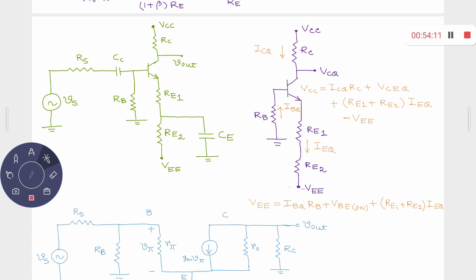And then if you go for the collector emitter loop, what do you find? VCC there is equal to ICQ RC, this drop, plus VCEQ, this drop, plus (RE1 plus RE2) times IEQ, this drop, and then you have VEE there, equal to 0. And then if you know IBQ from this expression, you'll be able to find ICQ. What is the value? VEE is equal to... let me add it over here.